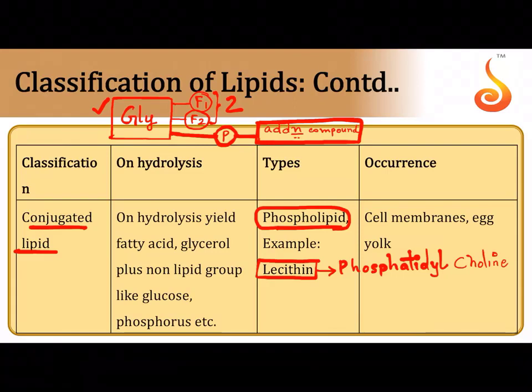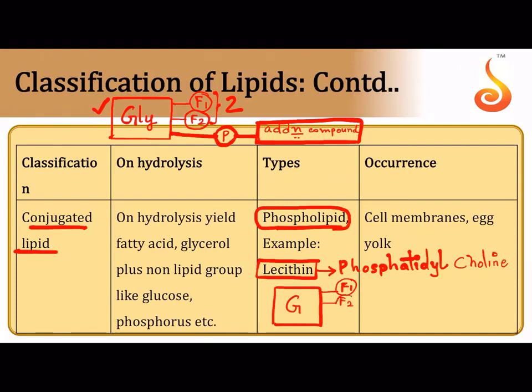Okay, so let us see what is there in phosphatidyl choline. There is a glycerol molecule, correct? Then it has fatty acid 1, it has fatty acid 2, but instead of the third fatty acid, there is a phosphate group which is attached to a phosphoryl choline, a choline group. What is choline group? CH2, N, 3 times CH3.